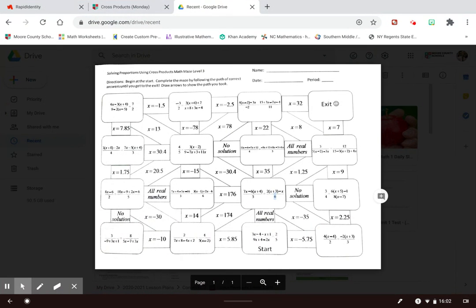So if I look here again at my maze, 2.25 would go up. And now I need to solve the next one. So as you see, some of these will be no solution. Remember, all real numbers is the same as infinitely many solutions, or the identity, for different types of solutions. All right, so this is what you have for today, is to find the rest of your way to the little exit end of the puzzle.